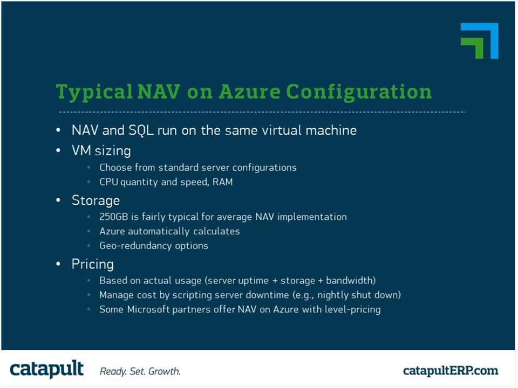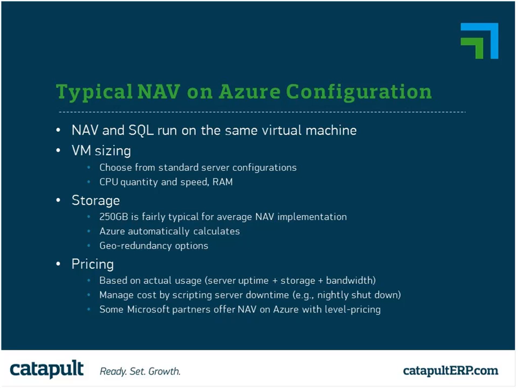So typically, when a customer is running NAV on Azure, they run NAV and SQL Server on the same virtual machine. This is very similar to what you might do on local infrastructure. In many situations with a typical NAV deployment architecture, NAV and SQL are running on the same machine. It's not a requirement. You can separate them into two separate machines as well.